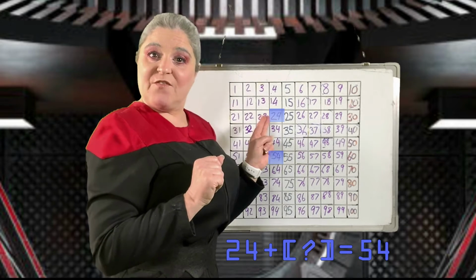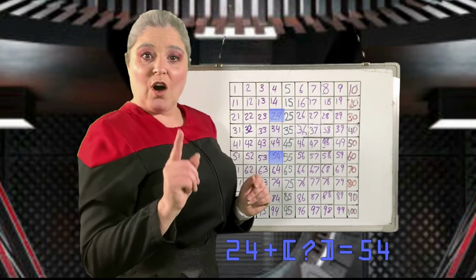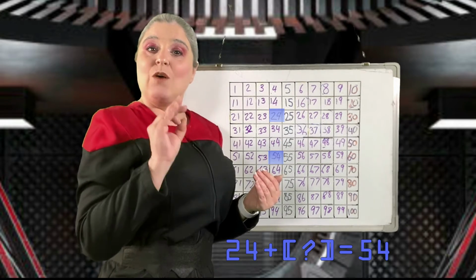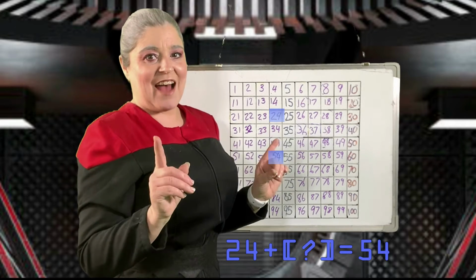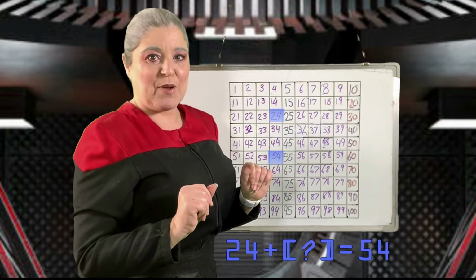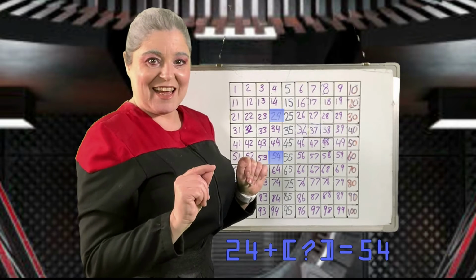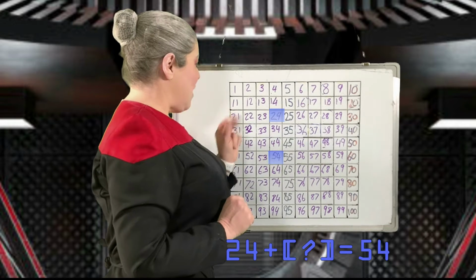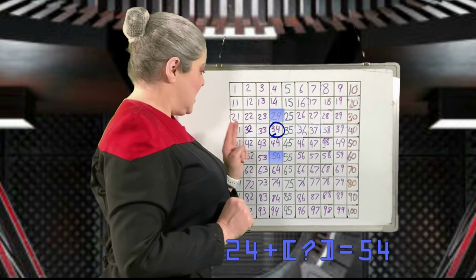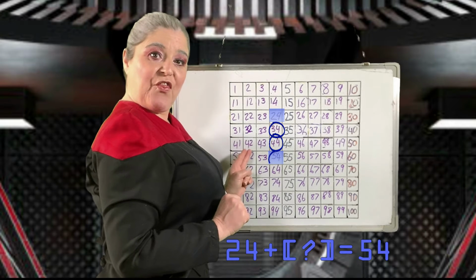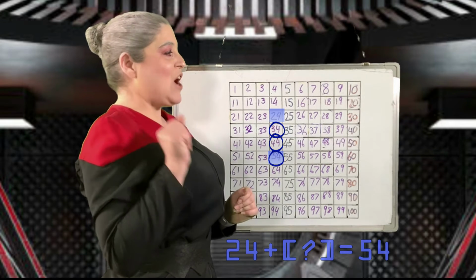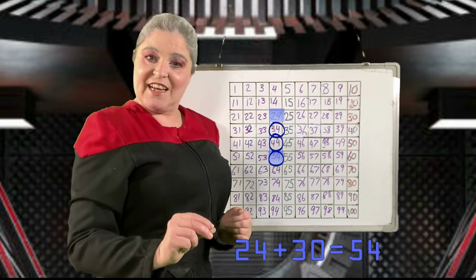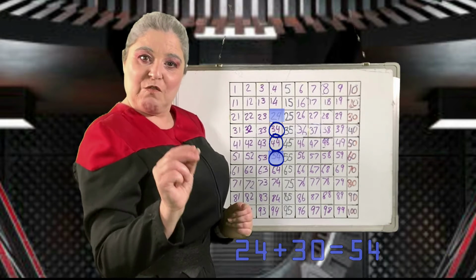Well, we've marked 24 and 54 on the number square. So now all we need to do is count in tens, and that will tell us which multiple of 10 is missing in the sum. So from 24 to 54, we count 10, 20, 30. So 24 plus 30 is 54.